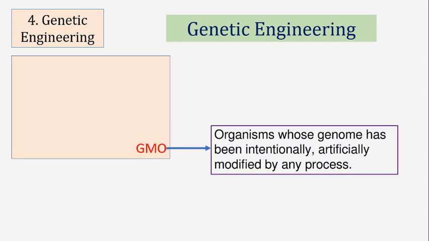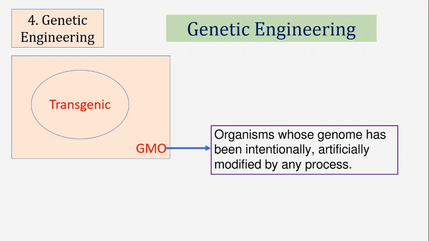So let's start with the concept of GMO. What is called GMO? GMO stands for genetically modified organism. That means the organisms whose genome has been intentionally, artificially modified by humans by any kind of process. We can apply different kinds of methods and techniques to genetically modify an organism. So any kind of organism whose genome has been artificially, intentionally changed or modified is called a genetically modified organism, or GMO in short.